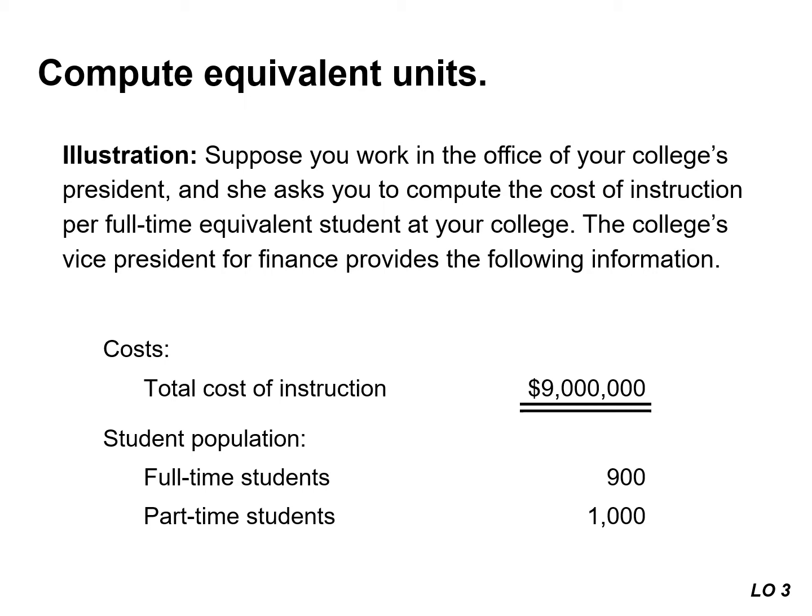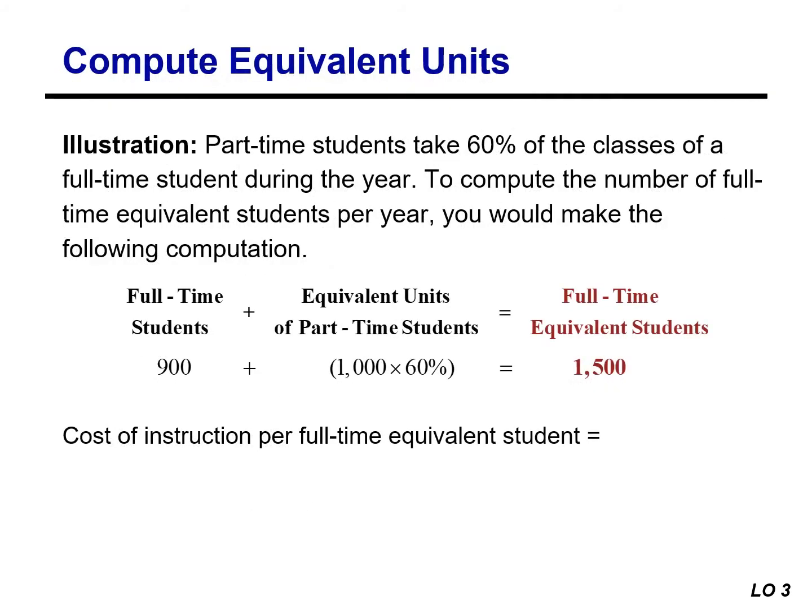Let's assume you have a work-study job in the office of your college president, and she asks you to calculate the cost of instruction per full-time equivalent student at your college. The college vice president for finance provides the following information. The total cost of instruction is $9 million, and there are 900 full-time students and 1,000 part-time students. Part-time students take 60% of the classes of a full-time student during the year.